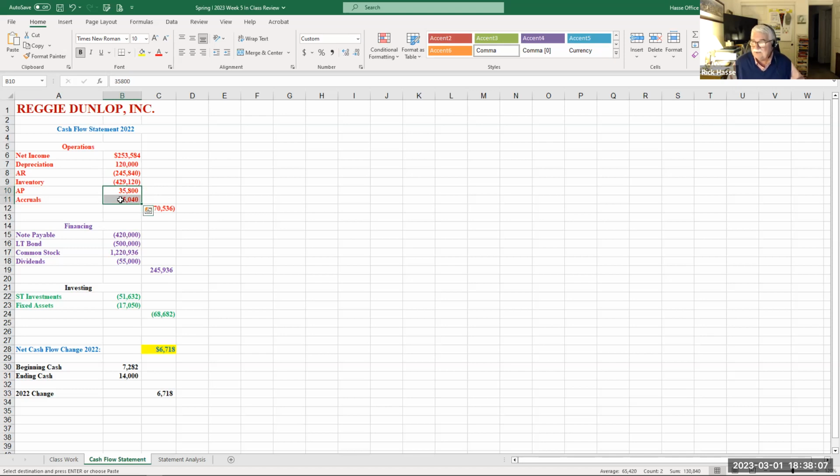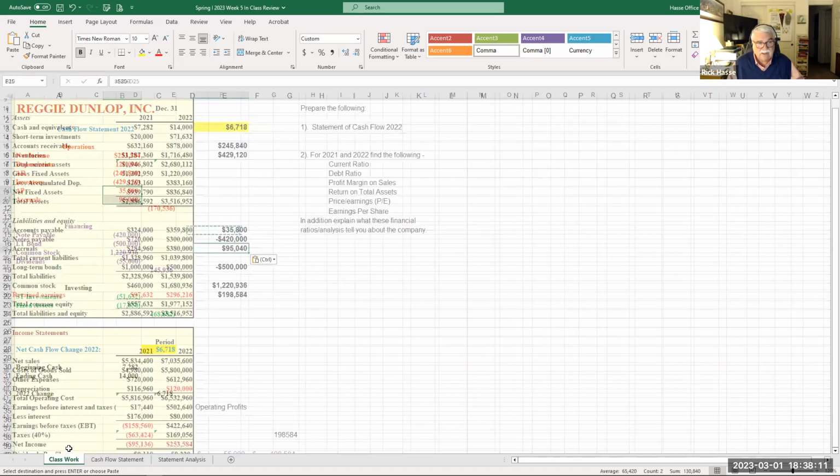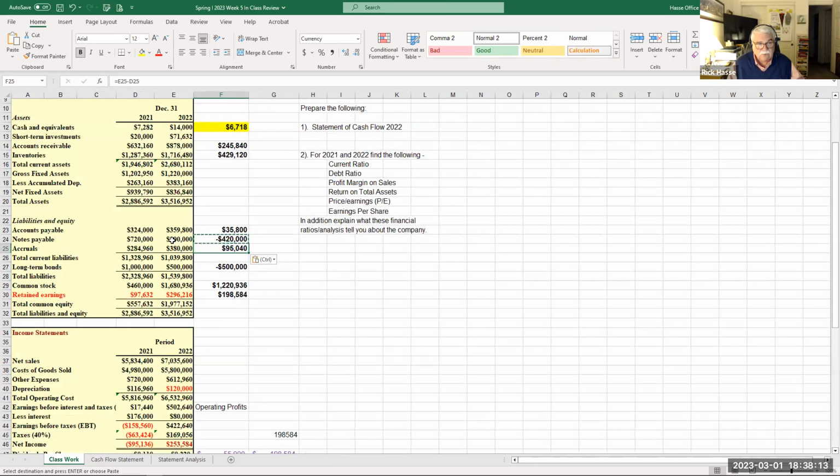Kind of drives you batty trying to think about that. Notice in the balance sheet under current liabilities, we do not include notes payable. Notes payable is the current portion of an interest-bearing debt. If it's interest-bearing, then that will be in the financing section of our cash flow statement. So we just put in non-interest-bearing liabilities in operations.